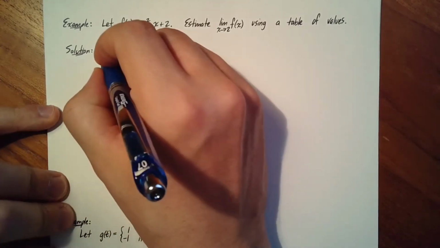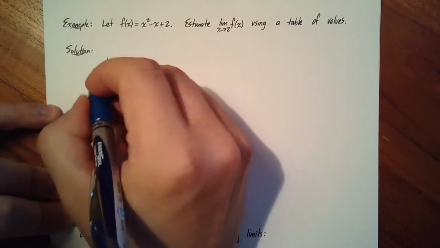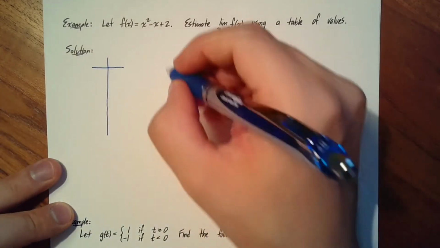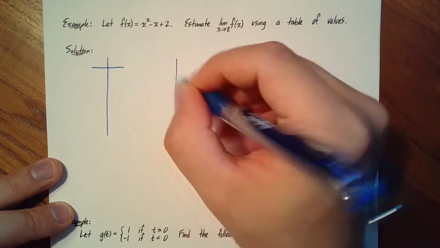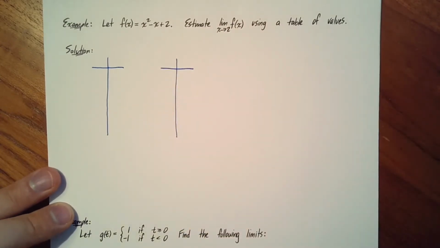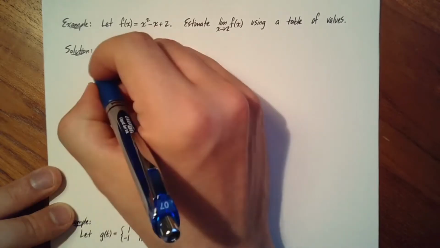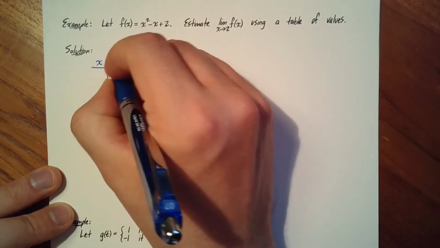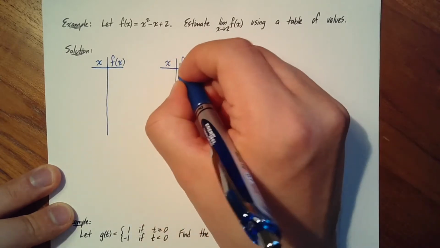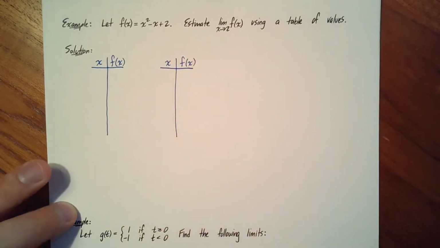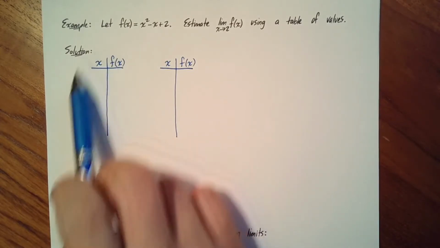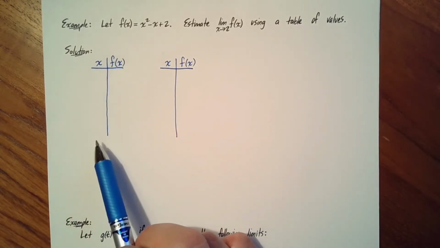We're actually going to do two tables: one for the values of x which are less than 2, and one for the values of x which are greater than 2. So we'll do two separate investigations. Each will have one column for the x values and one column for the function's output values, just like when you make a table of values to plot the graph of a function. On the left-hand table, let's put the values of x that are less than 2.